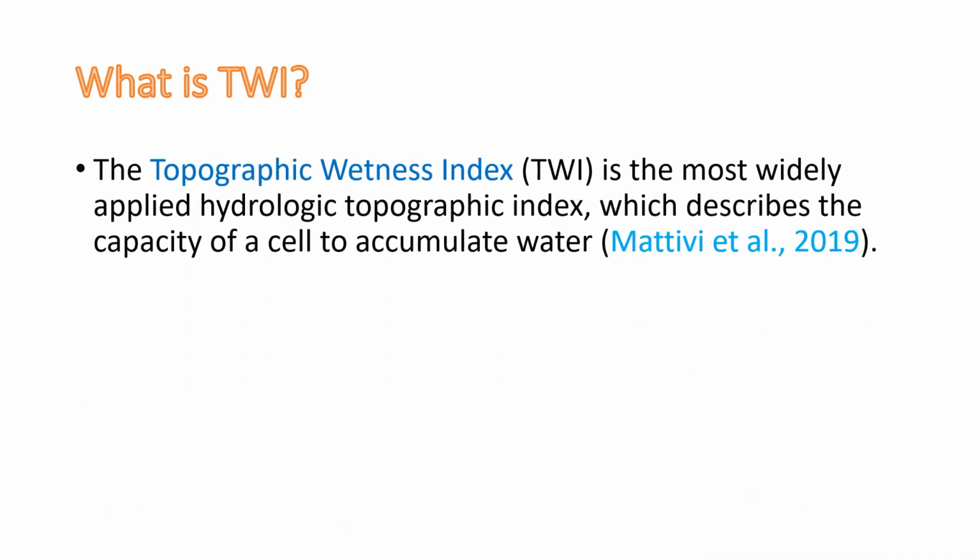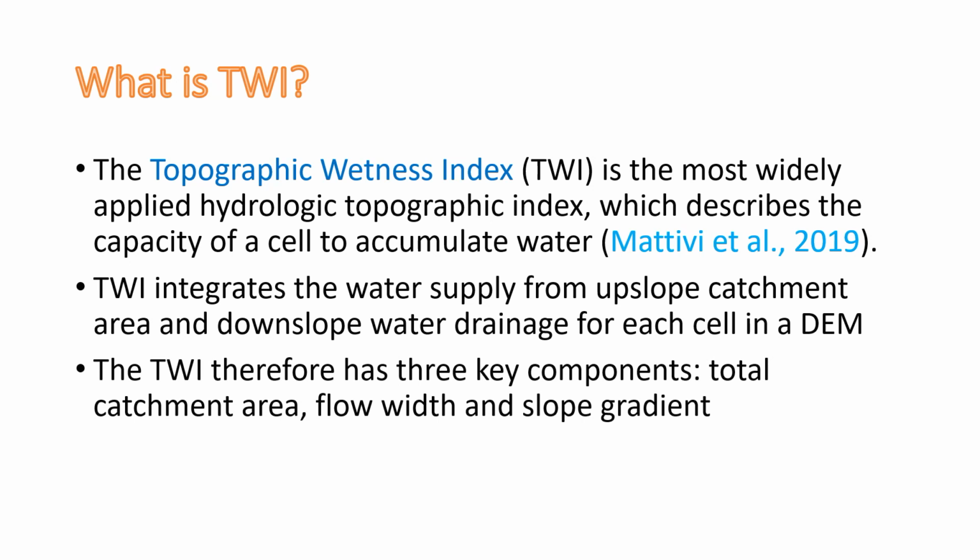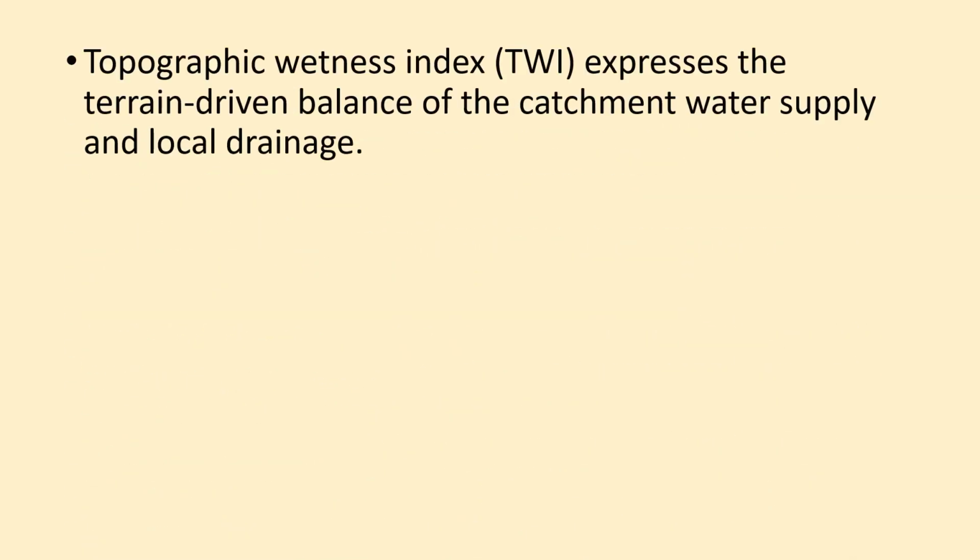The topographic wetness index is the most widely applied hydrologic topographic index, which describes the capacity of a cell to accumulate water. TWI integrates the water supply from upslope catchment area and downslope water drainage for each cell in a DEM. The topographic wetness index therefore has three key components: total catchment area, flow width, and slope gradient. Topographic wetness index expresses the terrain-driven balance of the catchment, water supply, and local drainage.